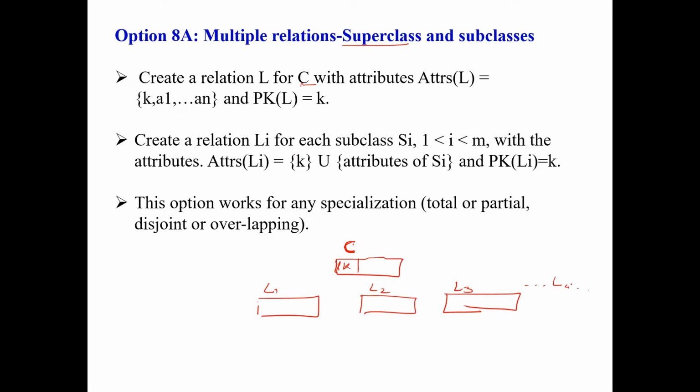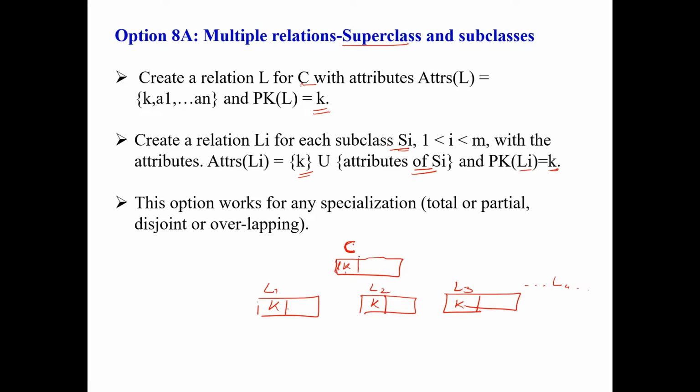For each subclass, we have to create a separate relational schema and add all the attributes of Si. Si means subclass. So we have to add the attributes of L1, attributes of L2, attributes of L3, and so on. But what is the primary key? The primary key of Li is K. K is nothing but the primary key of the superclass. So the same attribute you can add here as the primary key of each and every table.